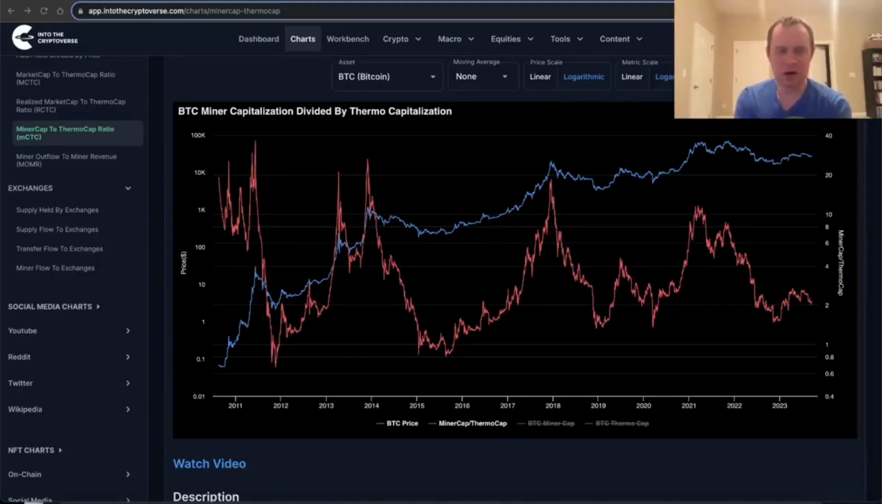Now, I will say that on-chain analysis is dubious at best, of course, because it could theoretically be manipulated. And so we must remember that when talking about on-chain analysis. With that said, I still think that on-chain analysis is useful as long as we keep that in mind. Now, the MinerCap to ThermoCap ratio is an interesting sort of metric to look at. And first of all, I suppose we should define what it is precisely that we're talking about.